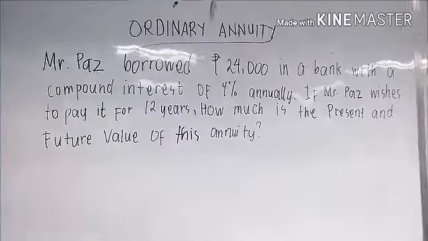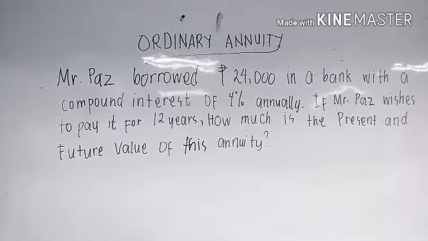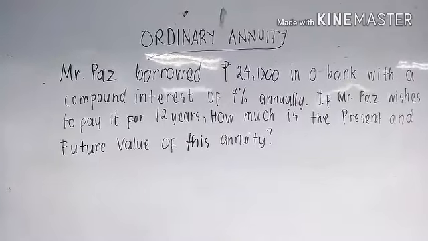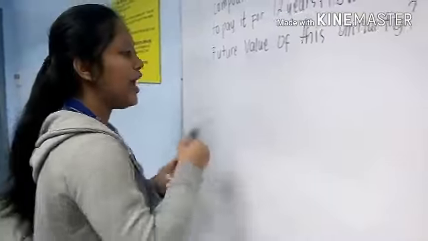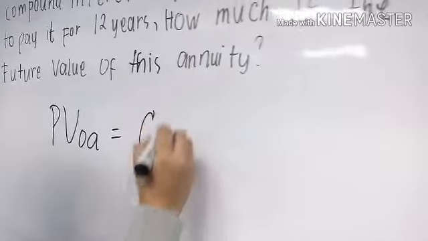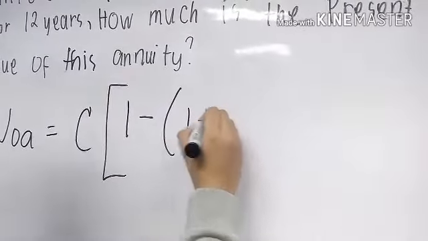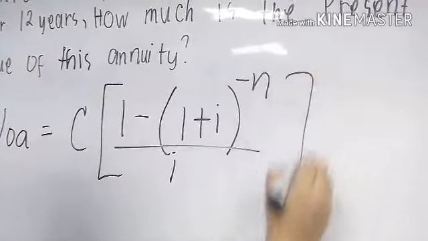Mr. Pass borrowed 24,000 from a bank with a compound interest of 4% annually. If Mr. Pass wishes to pay it over 12 years, how much is the present and future value of this annuity? The formula of present value of an ordinary annuity is PVOA equals C quantity 1 minus (1 plus I) raised to negative n over I.